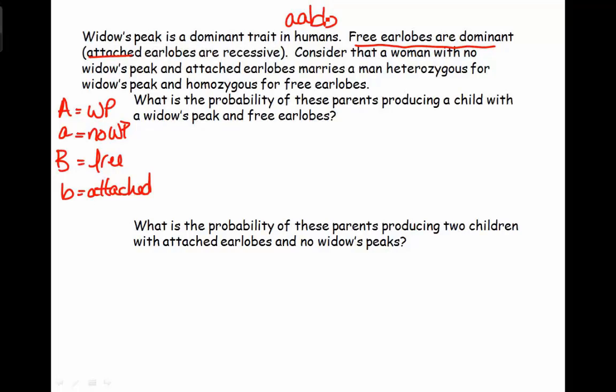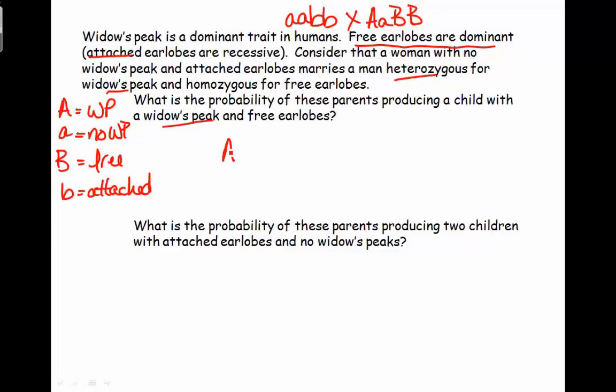We're going to take her, that's our woman. We say that she marries a man that is heterozygous for widow's peak. So he is going to be a big A, little a. And he's homozygous for free earlobes, which means that he must be the 2 capital B's. Once we've got that, it becomes a pretty straightforward question, hopefully. We want to know what is the probability of these parents producing a child with a widow's peak and free earlobes.